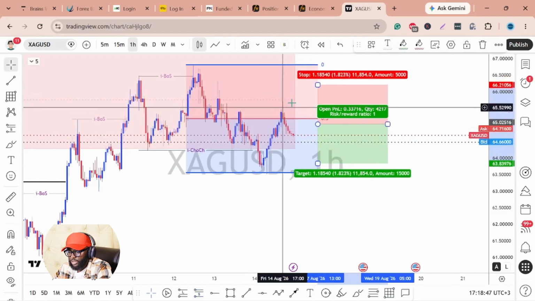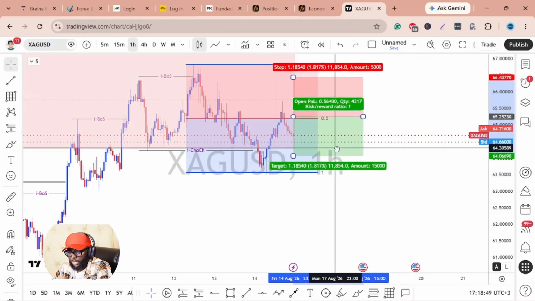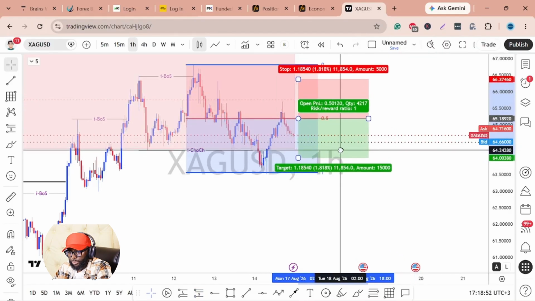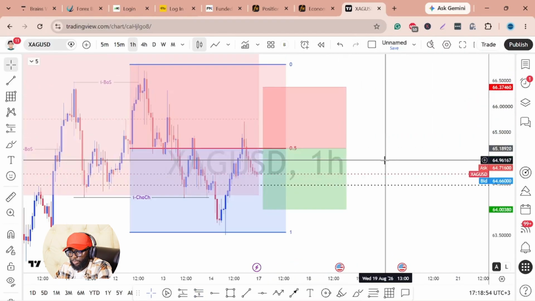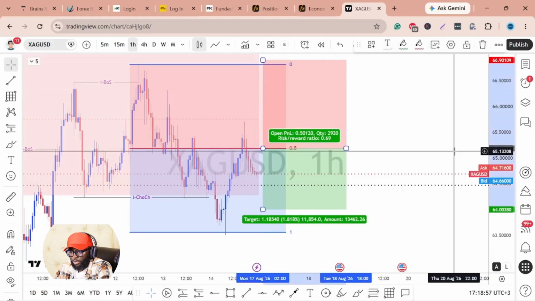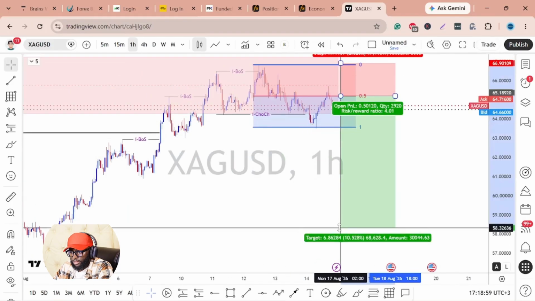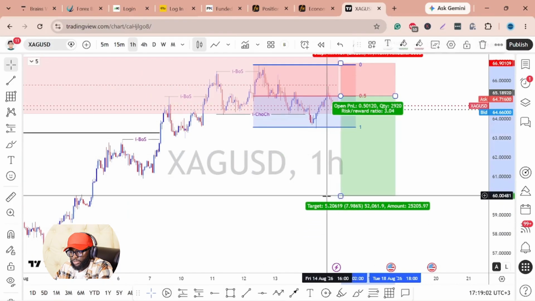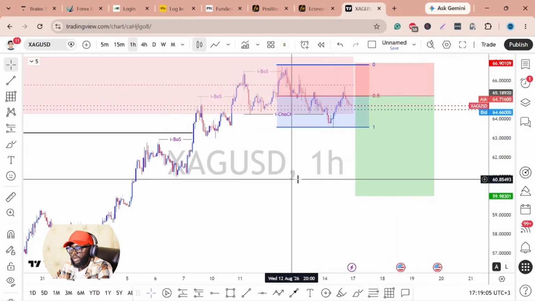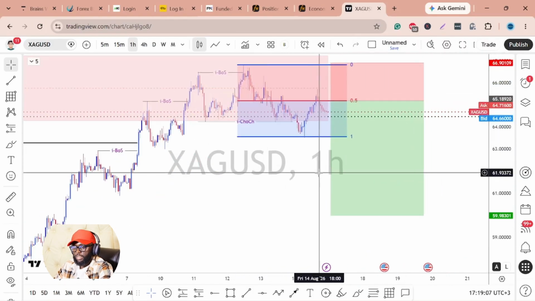So I did not want to take this setup as the week was closing because of low volumes or low momentum. So I would like to see how the week opens, and this is a setup that I would be willing to take for a 1:3 risk reward ratio on silver. So this should be your opening setup on silver.